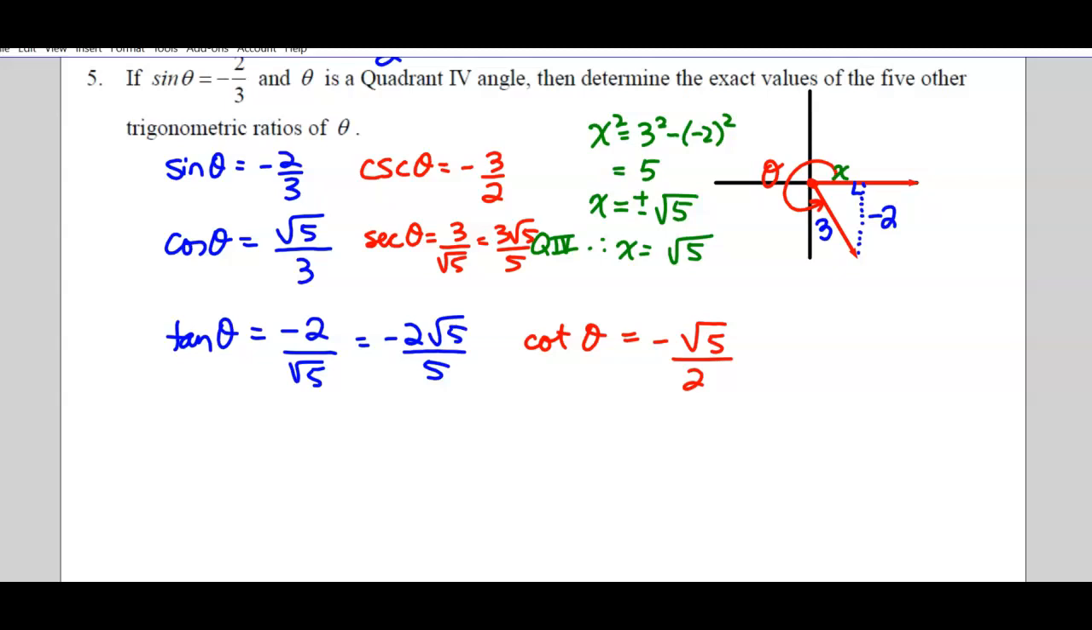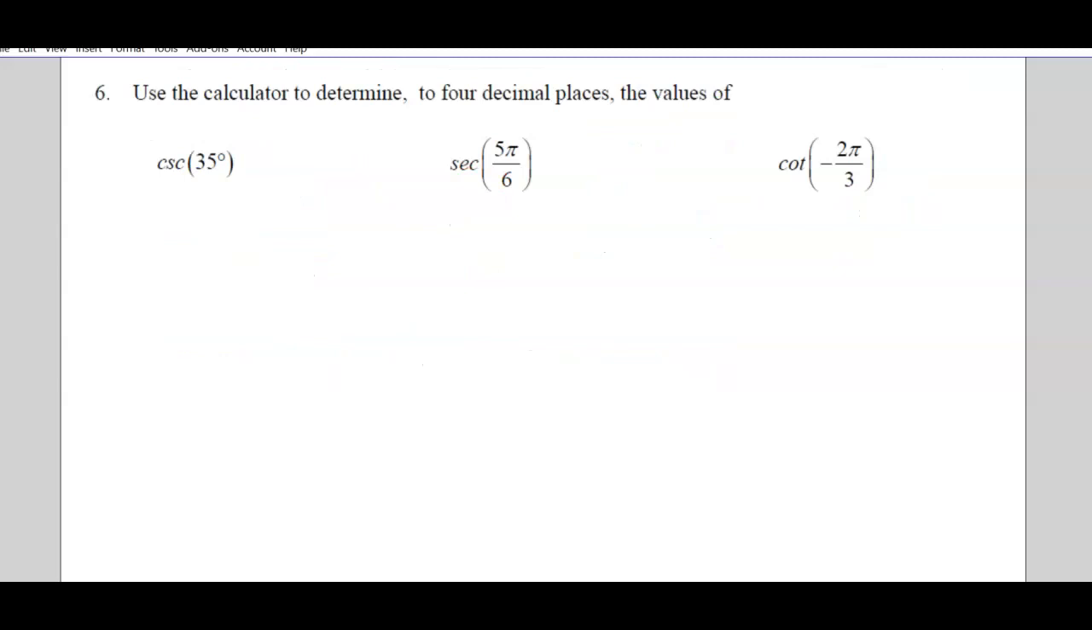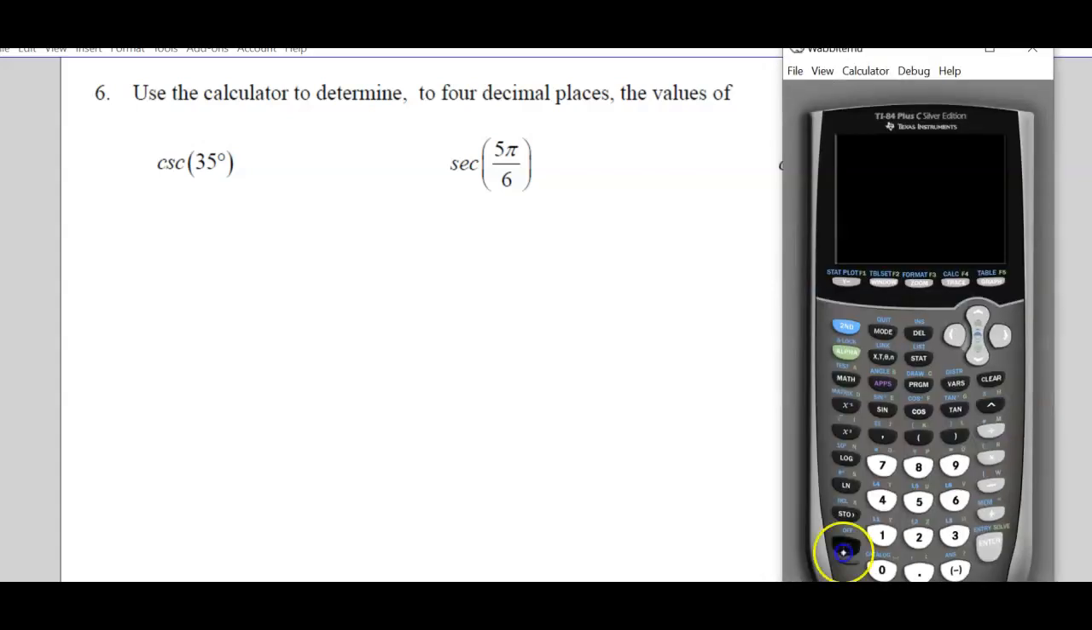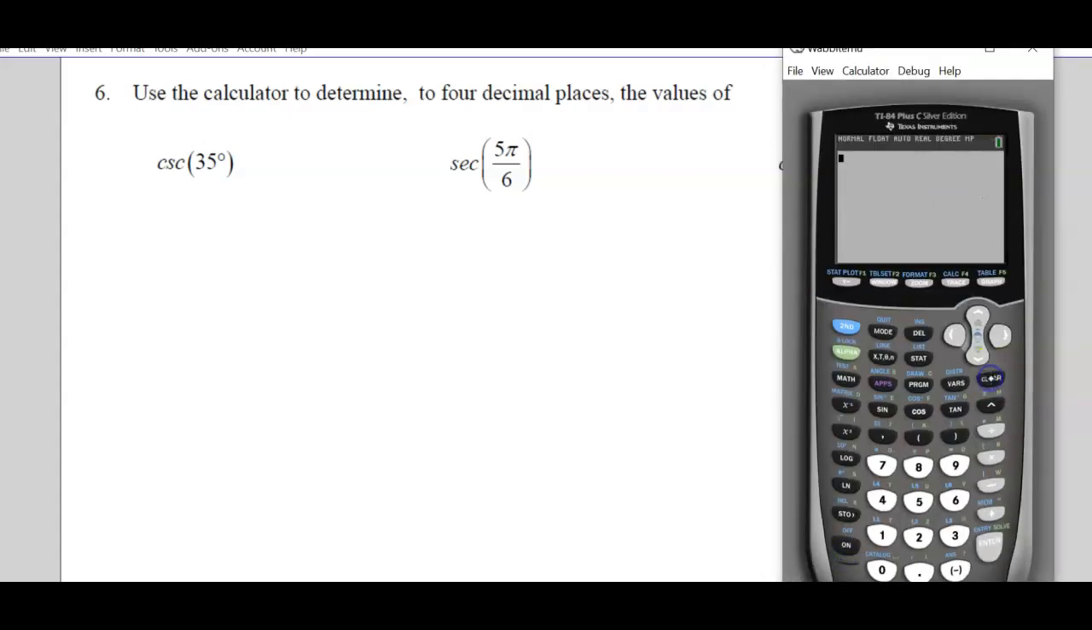All right, so then get your calculator out. Use your calculator to determine the values given there to 4 decimal places. So take a look at it. If it's got a degree symbol, your calculator needs to be in degree mode. So always check the mode key, make sure it's in degree.